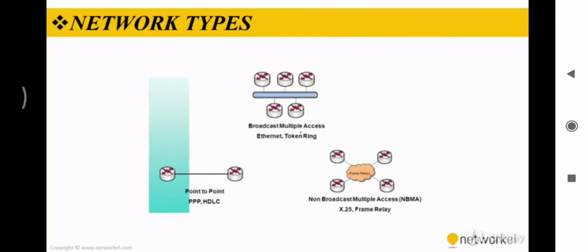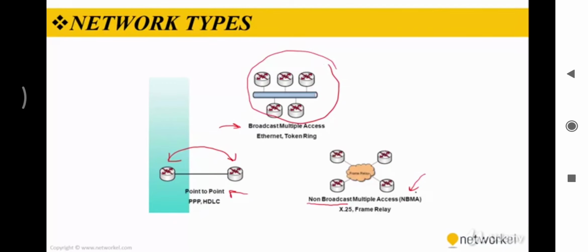And lastly, we're going to talk about the network types. We have three network types, as you can see, and they are point-to-point, broadcast multiple access, and non-broadcast multiple access, which is known as NBMA. Point-to-point is a network that is connecting two routers to each other. Broadcast multiple access is a network that can connect multiple routers with the availability of broadcasting.